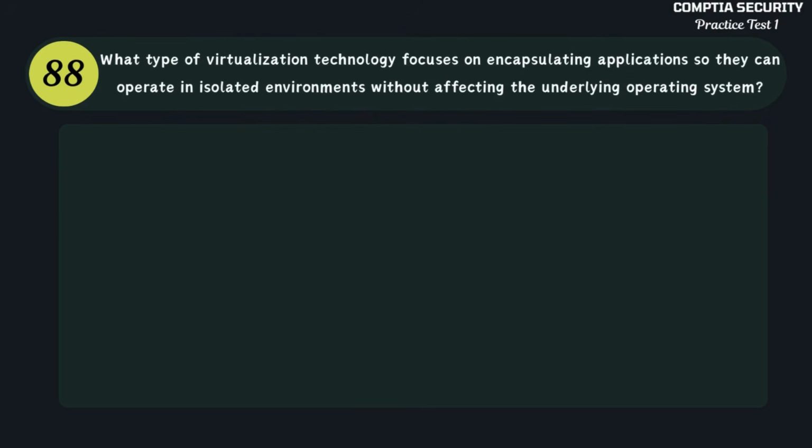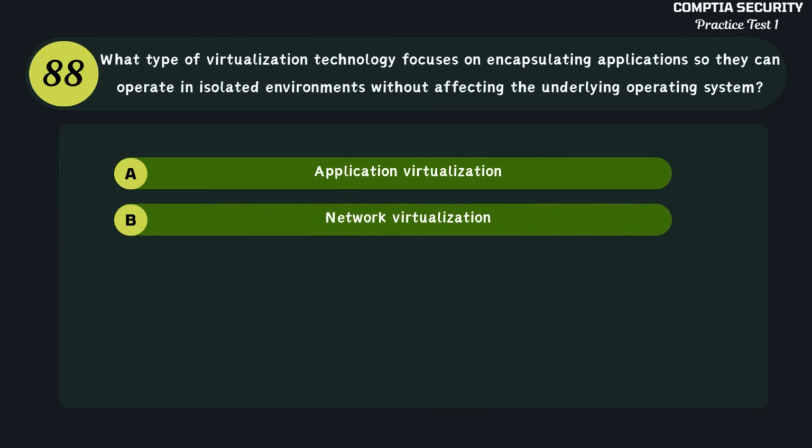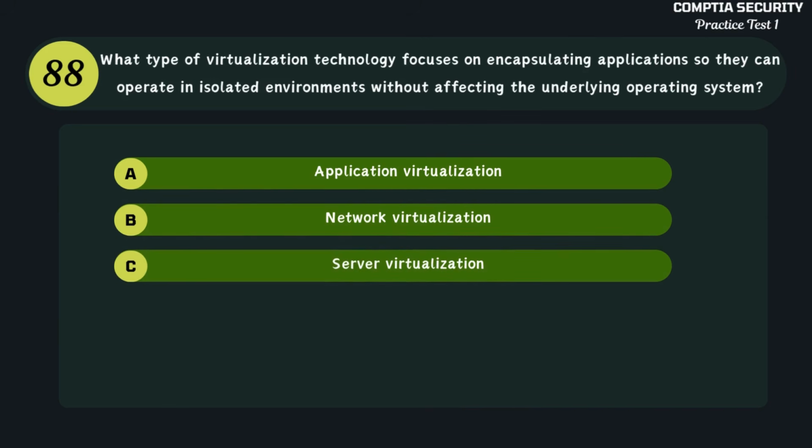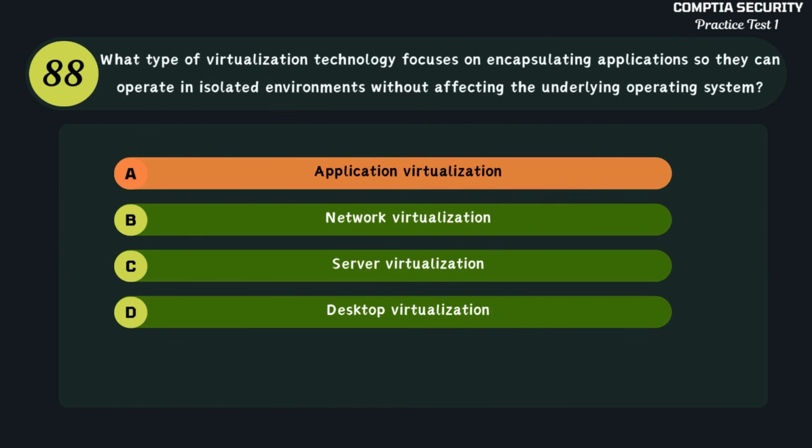Question 88. What type of virtualization technology focuses on encapsulating applications so they can operate in isolated environments without affecting the underlying operating system? A. Application virtualization. B. Network virtualization. D. Desktop virtualization. Correct answer A. Application virtualization.